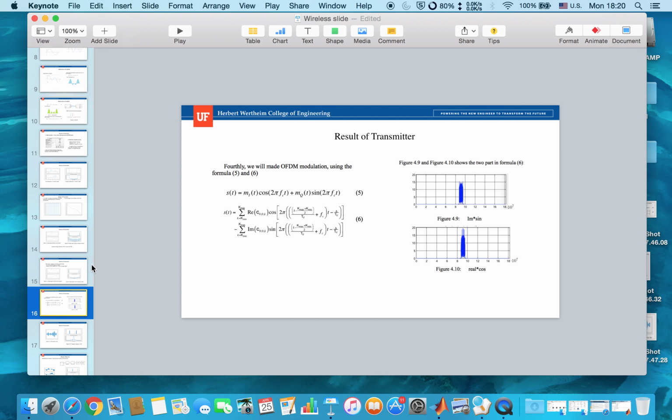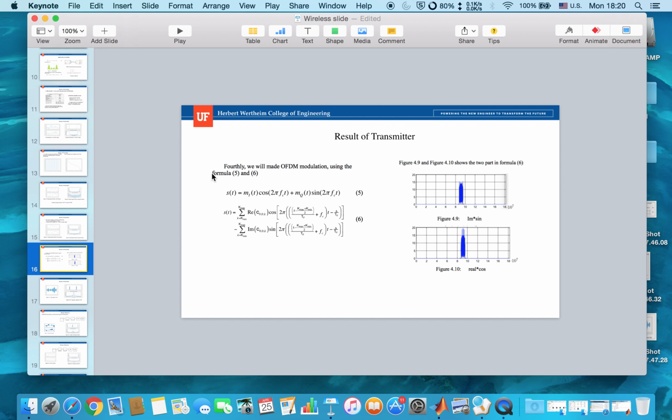And then I will do the OFDM modulation. I use a formula like this. So you can see this is the real part of the cosine. This picture shows this part, and this picture shows this part. So this is the real part, and this is the imaginary part.